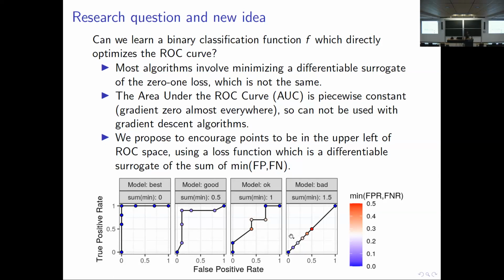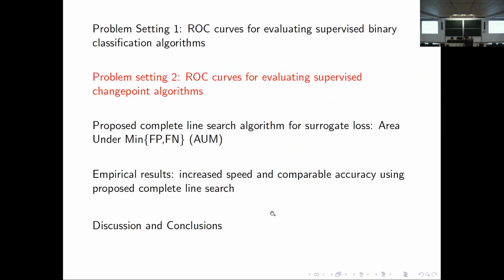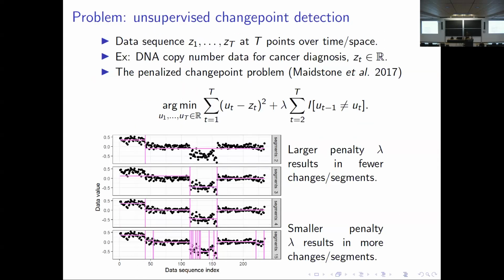So what it means is that on these curves, you have some points on the curve which are starting to become suboptimal. And so we've changed the objective. We're not measuring the area under the curve anymore. We're measuring how far these points are from the ideal in the upper left. So that's the new idea that we propose. And I'm going to be talking to you about a second application of this that works for supervised change point algorithms. So let's talk about that next.